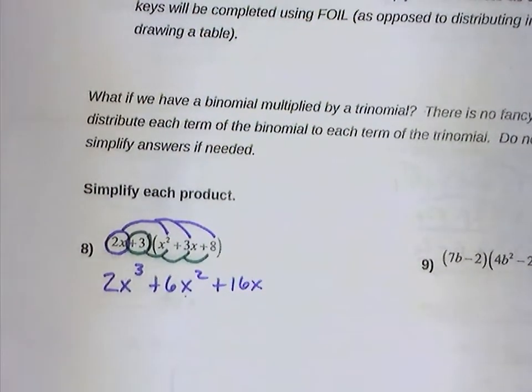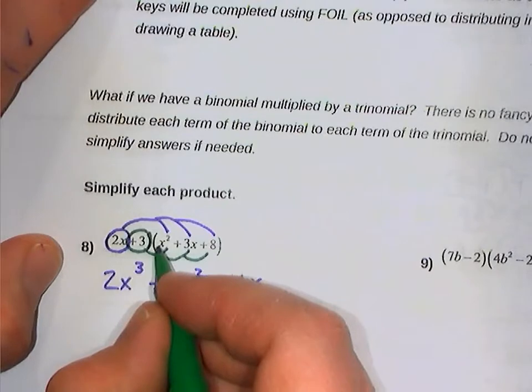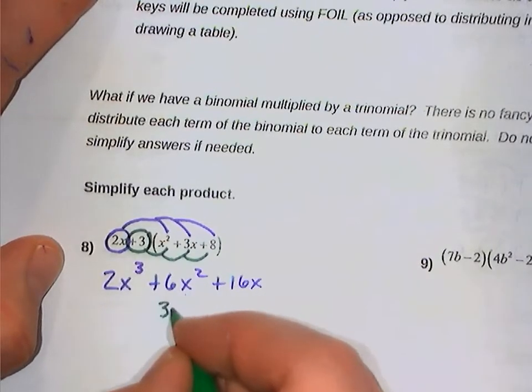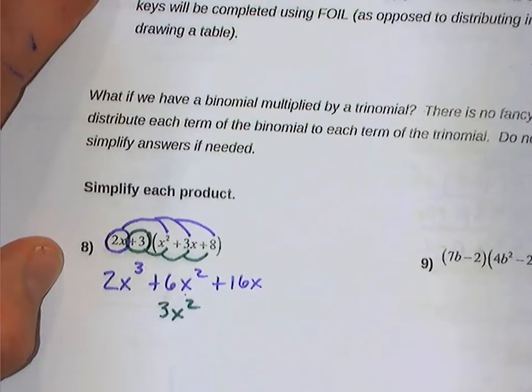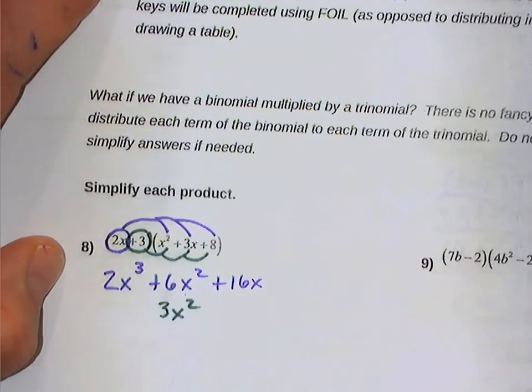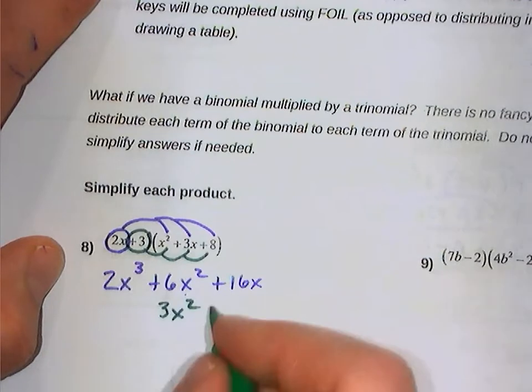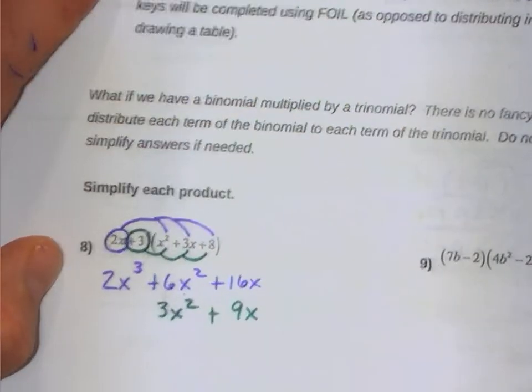Now, what I'll do is I'll put like terms underneath each other. Okay? So I'm going to take 3 times x squared. That's 3x squared. I'm going to put it right underneath the 6x squared. That way, when I add my like terms, they're right underneath of each other. Okay? 3 times 3x is how much? 9x. 3 times 3 is 9, and then x. I put that underneath the 6x.